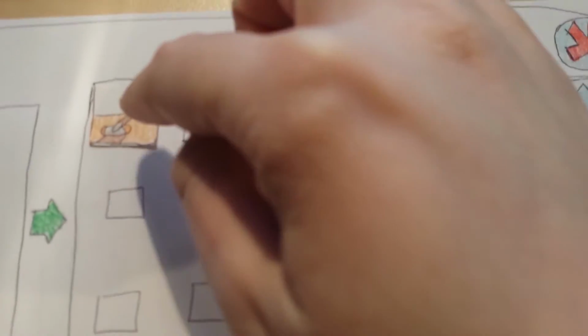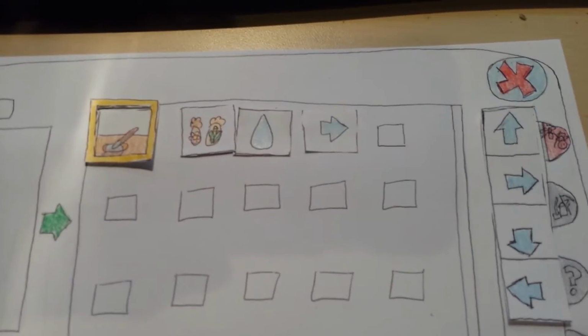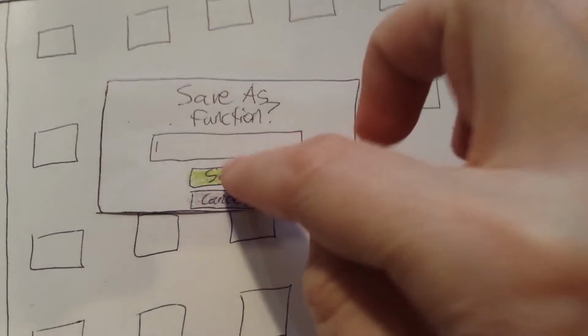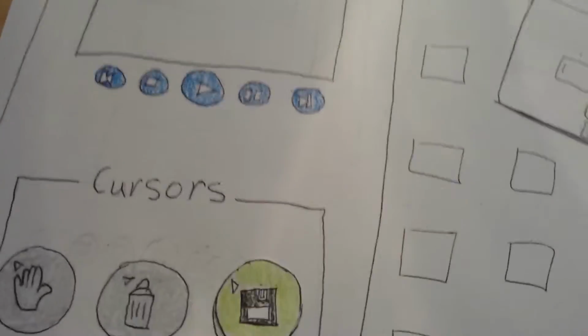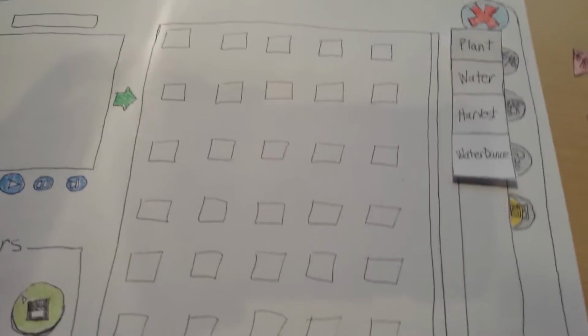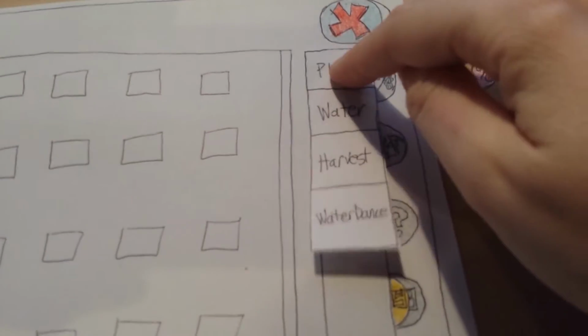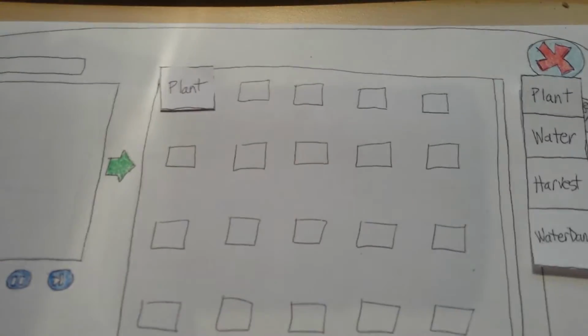The player simply selects the save cursor, clicks the first tile in a set of tiles they want to save, and then clicks the last tile they want to save. A pop-up box will appear prompting the player to create a name for a function and confirm saving it. Once saved, a tile will be created in the Functions panel. That tile can then be dragged out into the main coding area, and the tiles in that function will automatically populate.